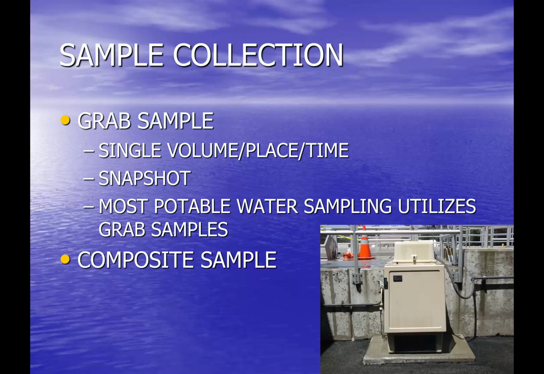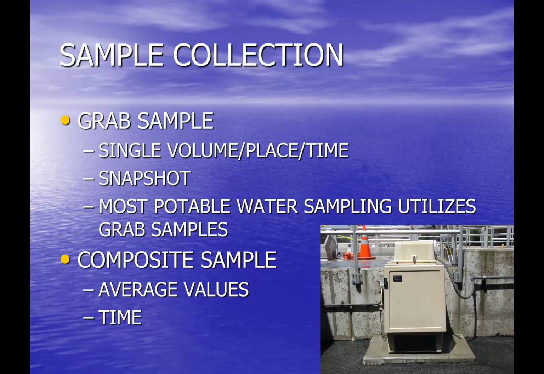Another type of sampling, not very common for water distribution systems, but just so we're aware, is a composite sample. A composite sample is basically a series of grab samples that are combined together, collected from the same point but at different times, and mixed together. They will provide more of an average value over a period of time. There's a couple different types of composite samples.